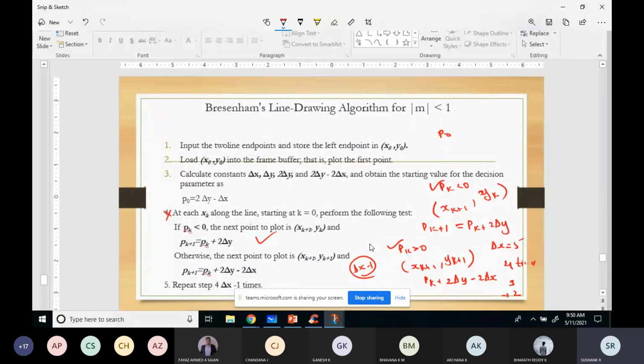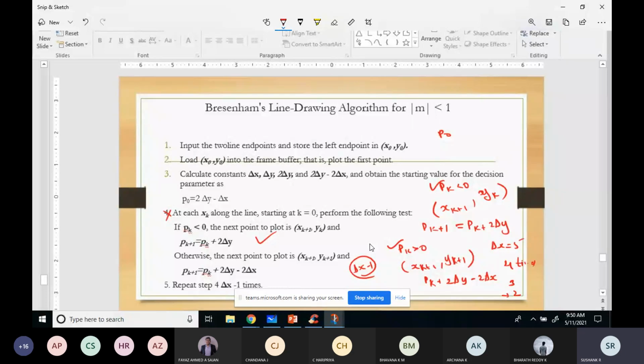So whatever formula we have derived, the same thing we are telling in terms of the algorithm. That's all. Step by step, we are telling. We have calculated everything: the difference between the distances, then we calculated the decision parameter pk, after that the initial parameter. The same thing we are repeating.